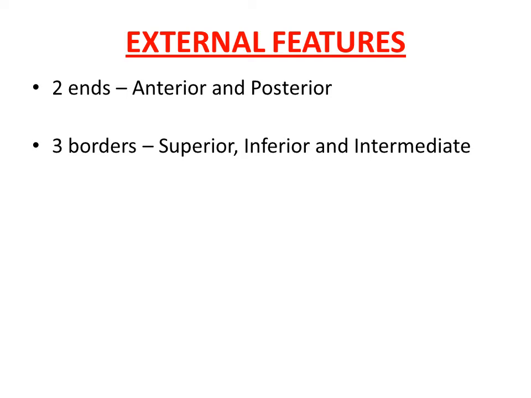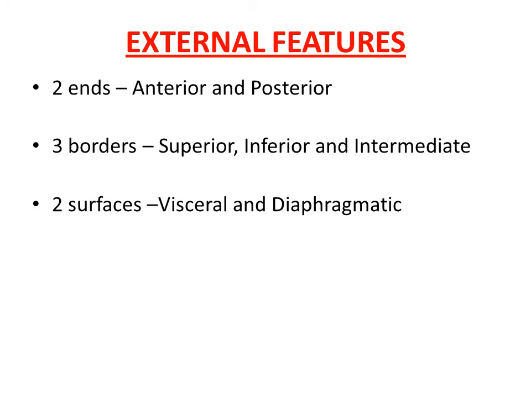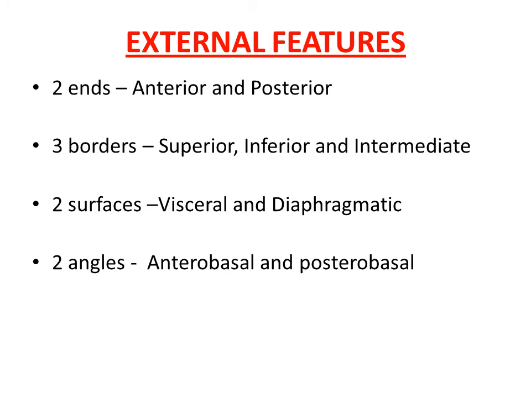Next, starting with the external features of spleen. Spleen has 2 ends, anterior and posterior, 3 borders, superior, inferior and intermediate, 2 surfaces, visceral and diaphragmatic, 2 angles, anterobasal and posterobasal, and a hilum. This is about the external features and we are going to discuss all its features in detail one by one. Now starting with the two ends.